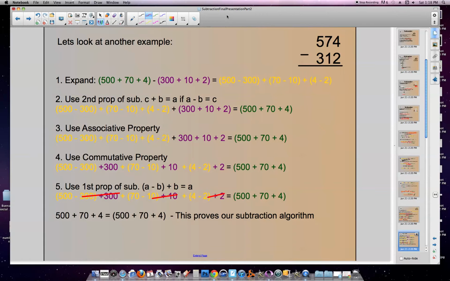I've done the same thing here, except we just used different numbers, and you can pause the screen and follow through these steps, but we expanded, we used the inverse property, associative, commutative, the cancellation property, and once again we get the same answer.